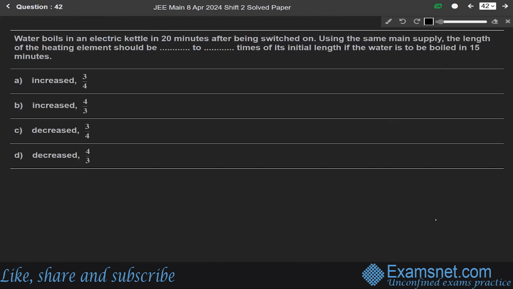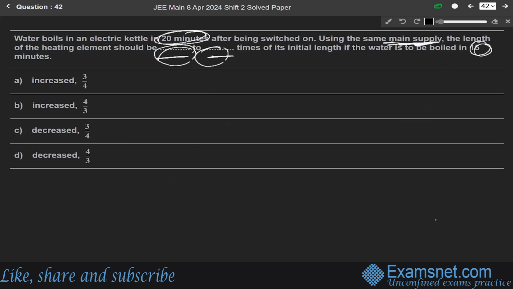Now the next question, 42. Water boils in an electric kettle in 20 minutes after being switched on. Using the same main supply, the length of the heating element should be how many times the initial length if the water is to be boiled in 15 minutes. So we have to increase or decrease the length so that the water boils in 15 minutes.